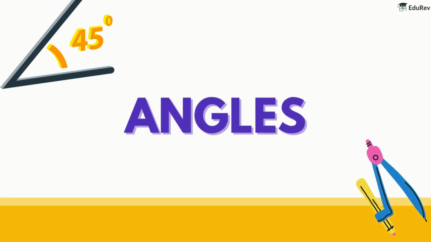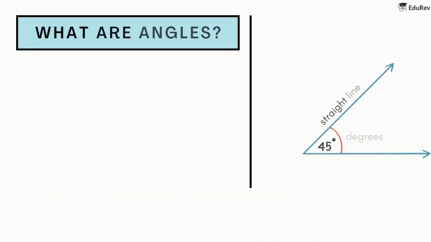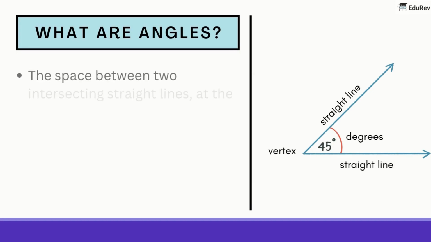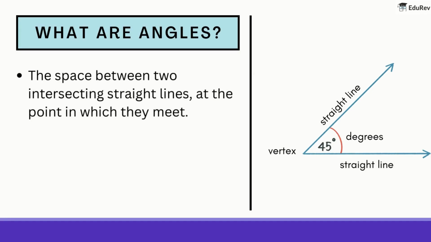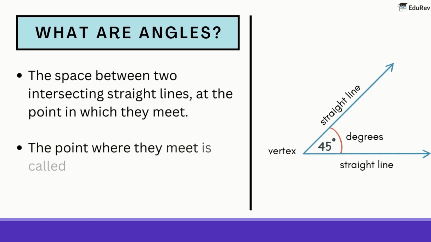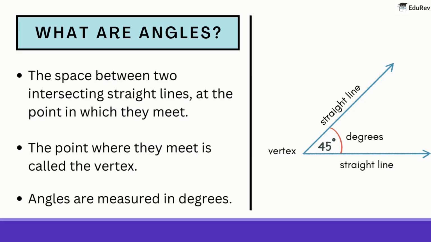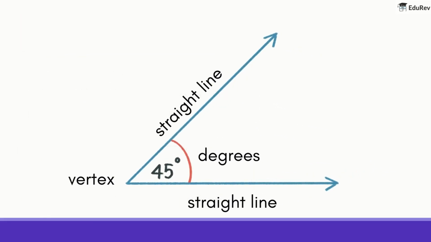Now, let's discuss angles. What are angles? The space between two intersecting straight lines at the point in which they meet. The point where they meet is called the vertex. Angles are measured in degrees. Here's a pictorial representation of a 45-degree angle between two straight lines and a vertex.